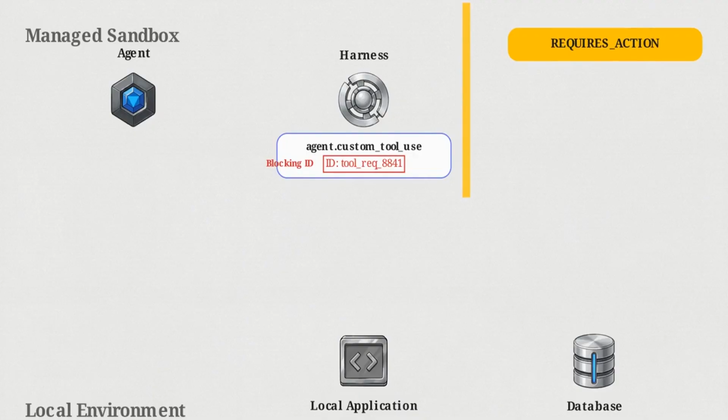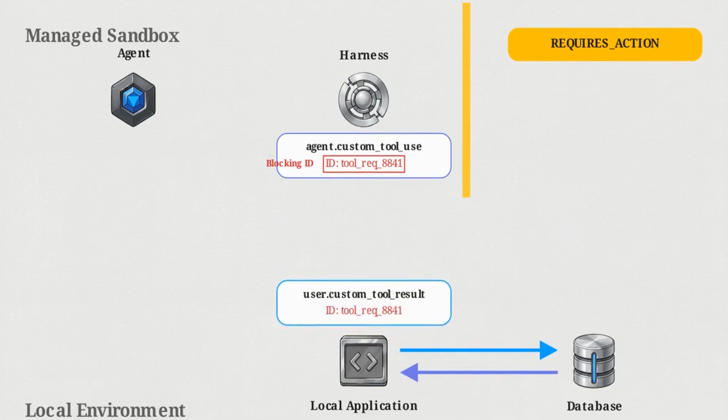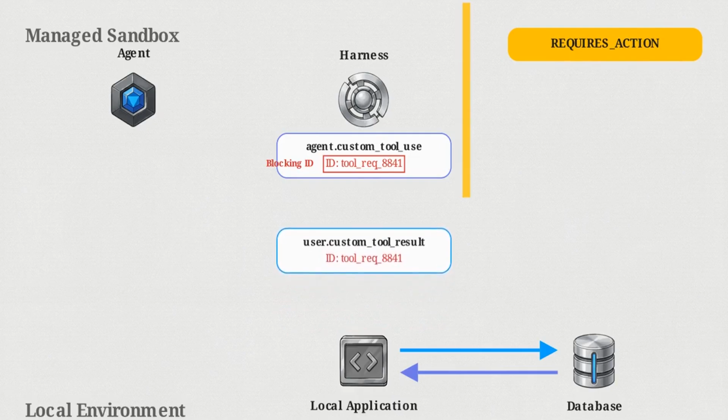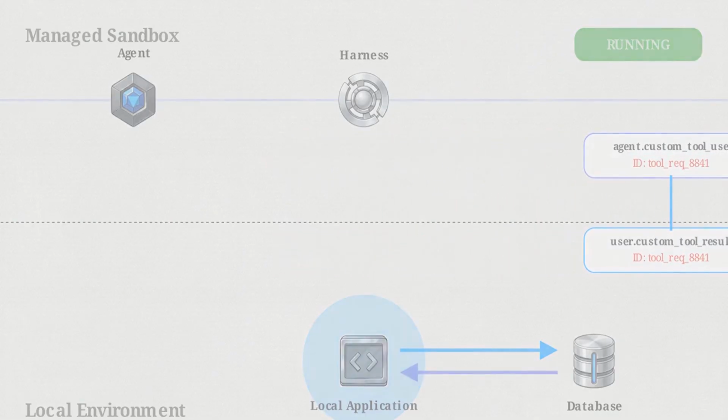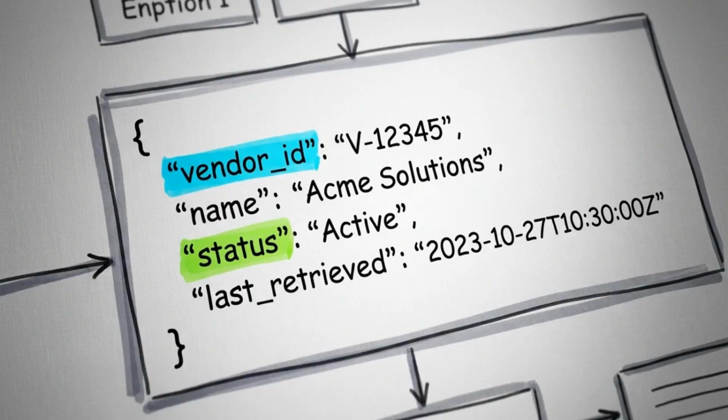Step 3. Your application executes the query against your database. To hand data back, your code pushes its answer to the stream using an identical matching event ID. Step 4 is the resolution phase. The harness verifies the IDs match. Once satisfied, the session flips its status back to running. The agent resumes its thought process, analyzing the internal data you just retrieved.